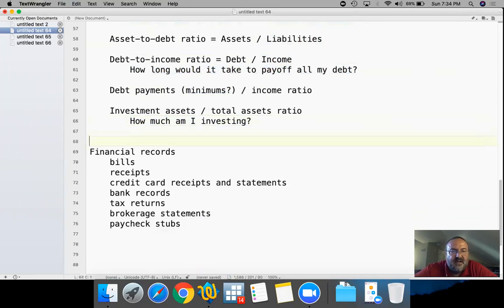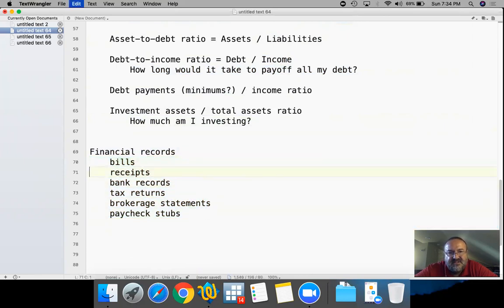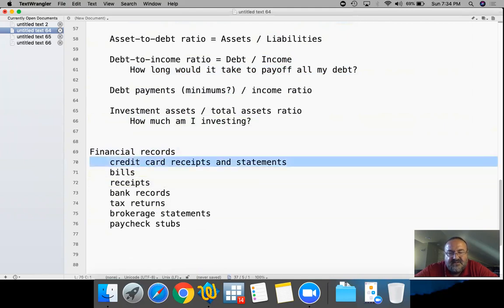So the last topic in this chapter is about keeping financial records. It is a good idea to keep bills, receipts, credit card receipts and statements, bank records, tax returns, brokerage statements, and paycheck stubs, for several reasons, especially credit card receipts and statements. There could be errors, and there are errors.